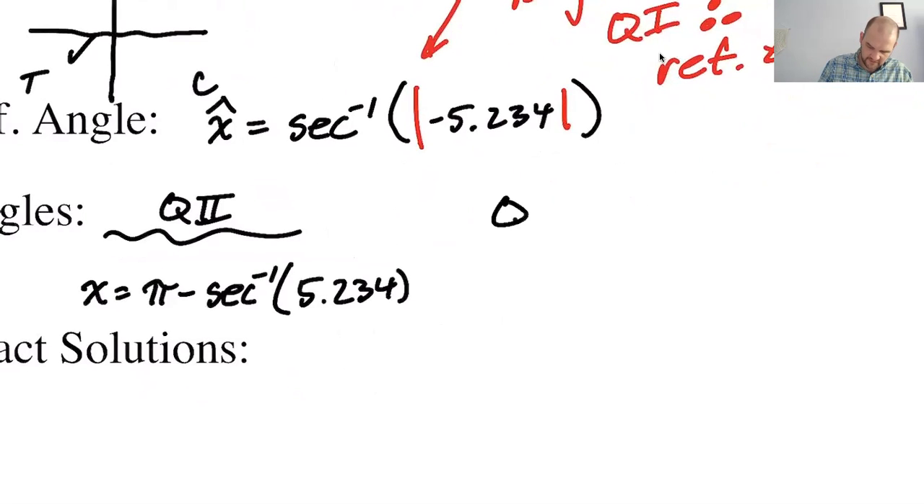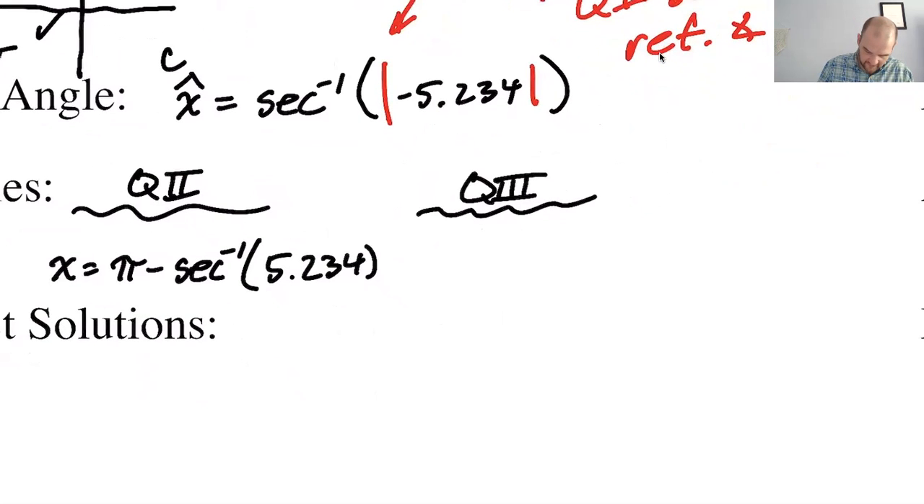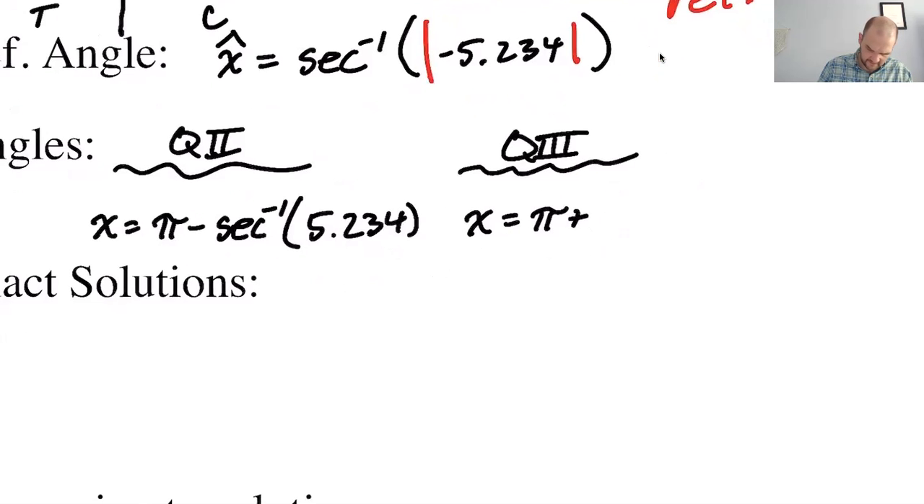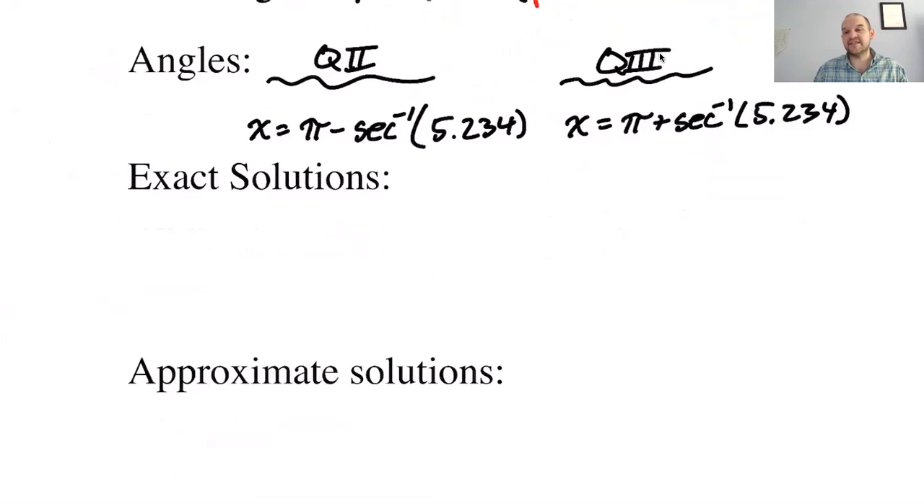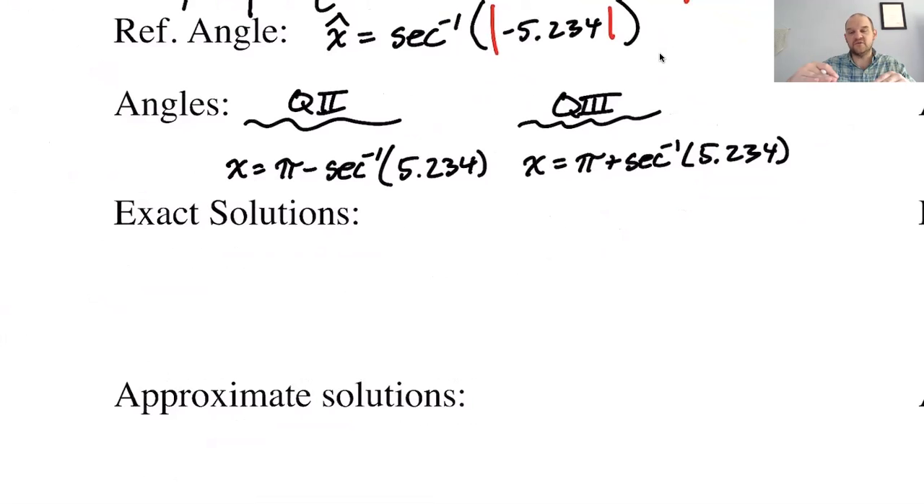And in quadrant 3, I know that if I have the reference angle and I want the actual angle, I have to do pi plus the reference angle. So x is pi plus the reference angle. I got worried there that I hadn't generalized, but that's not the step I'm on right now, so that's okay. So pi plus the reference angle. Now the exact solution. These are the angles, but I can keep going around the circle.